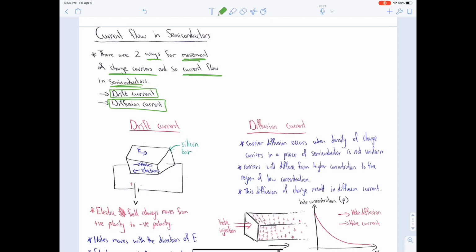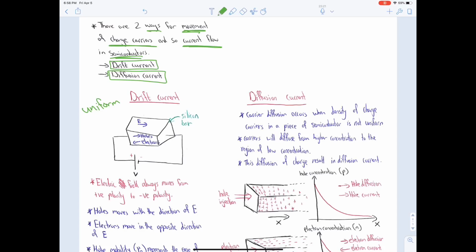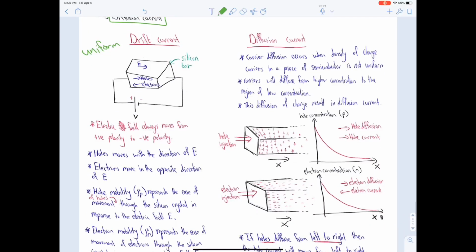Okay? When do we get drift current? We get drift current in a uniform silicon bar. When an electric field is established in the uniform silicon crystal, we will have a drift current. Electric field always moves from positive polarity to negative polarity. You need to know the directions of electric field and holes and electrons based on this external voltage source. Holes move with the direction of the electric field, whereas electrons move in the opposite direction of the electric field.